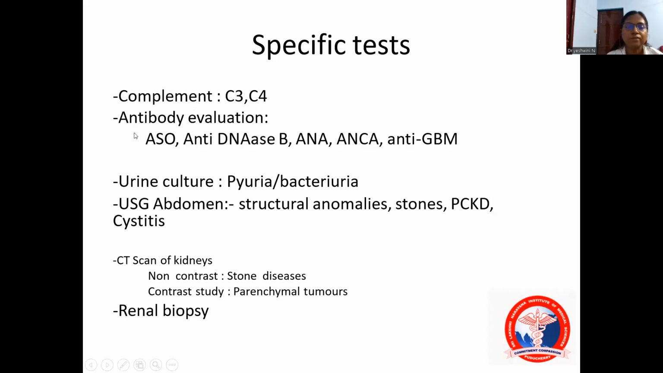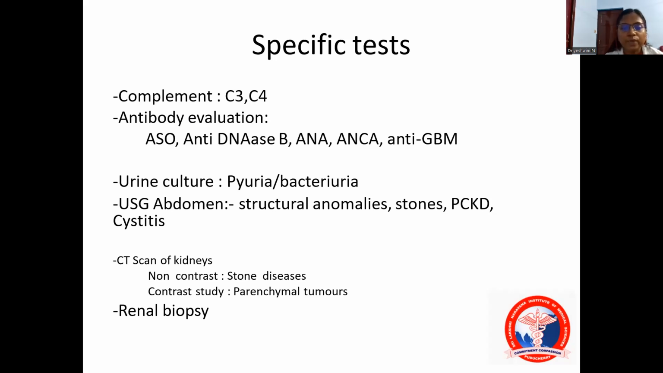You have to test for antibodies like ASO and anti-DNase B to check if it is post-streptococcal glomerulonephritis. You do ANCA and ANA to diagnose if it is lupus nephritis. You do anti-GBM when you suspect Goodpasture syndrome. You do urine culture to diagnose UTI, that is pyuria or bacteriuria.